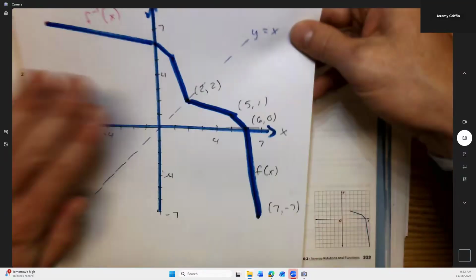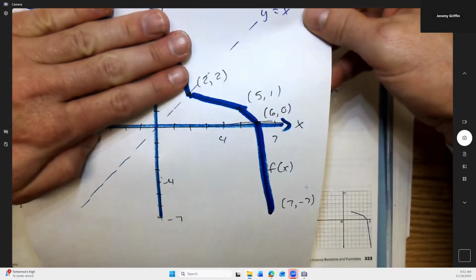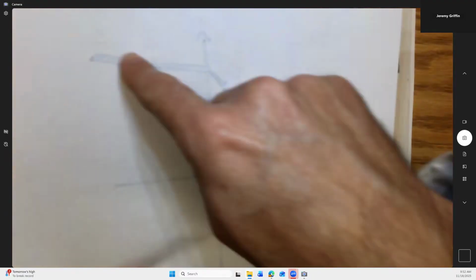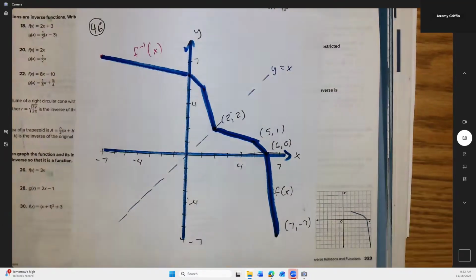And if you didn't know the inverse, but you have the original straight from the book, you could just use the rotate-the-paper trick, and it'll tell you exactly what the inverse looks like. Of course, we did it a couple ways, so it should look the same. All right, so there's inverse relationships.